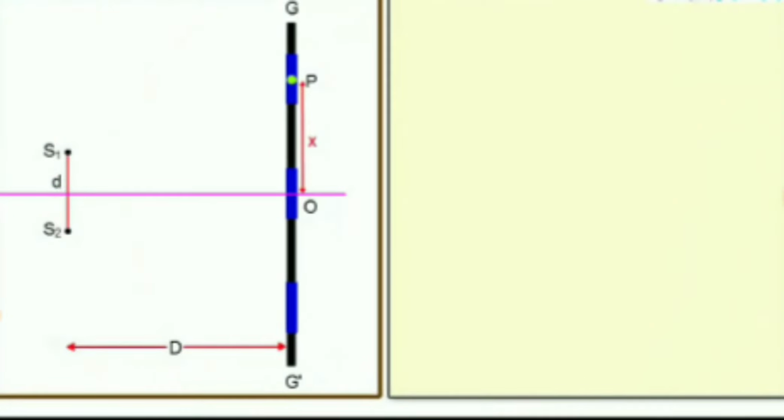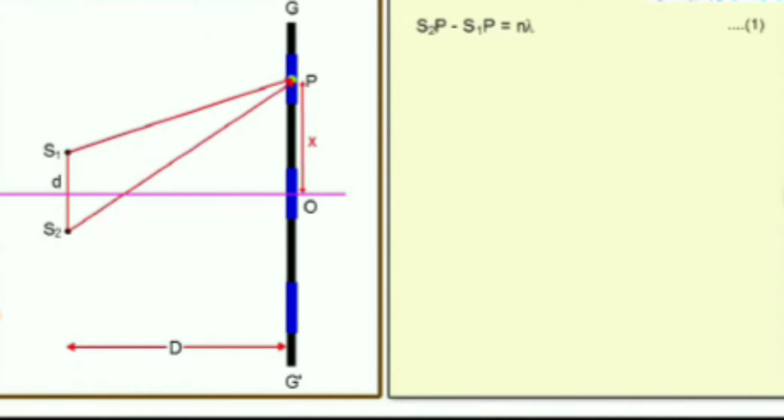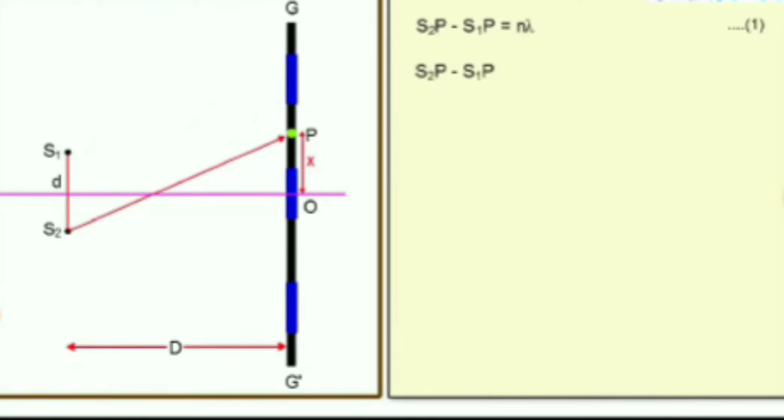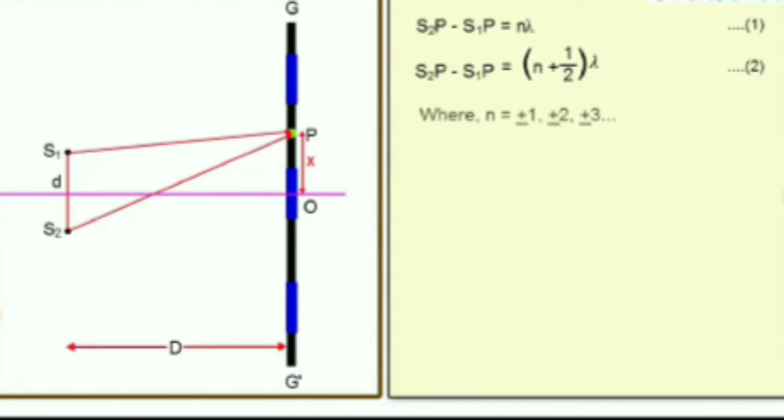If P corresponds to an interference maxima, then the path difference S2P minus S1P is equal to n lambda. Let us label this as equation 1. On the other hand, if P corresponds to an interference minima, the path difference S2P minus S1P is equal to (n plus half) lambda. Let us label this as equation 2. Here, lambda is the wavelength of light waves and n is an integer.